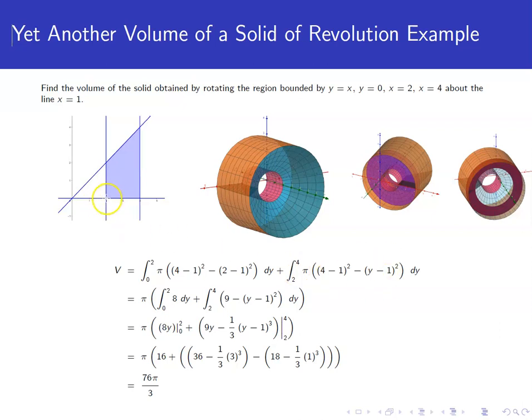As we go from y equals 0 to y equals 2, our right bounding curve is 4 and our left bounding curve is 2. However, remember we're rotating around the line x equals 1. So our big radius will be 4 minus 1. Right. Remember, it's the distance from the axis of rotation to the curve. The curve is 4. The axis of rotation is 1. So we're going to have 4 minus 1 for that radius.